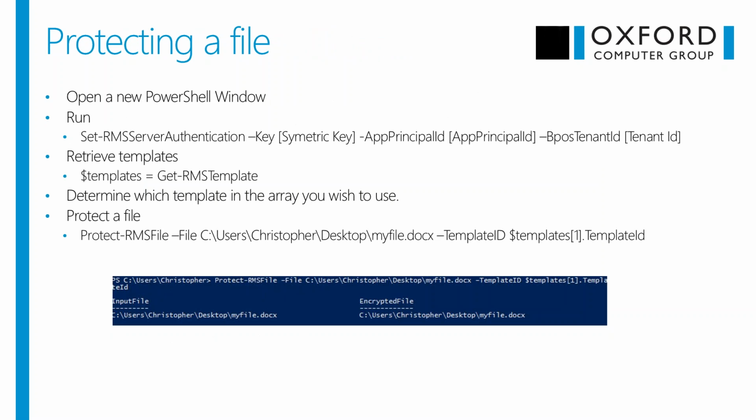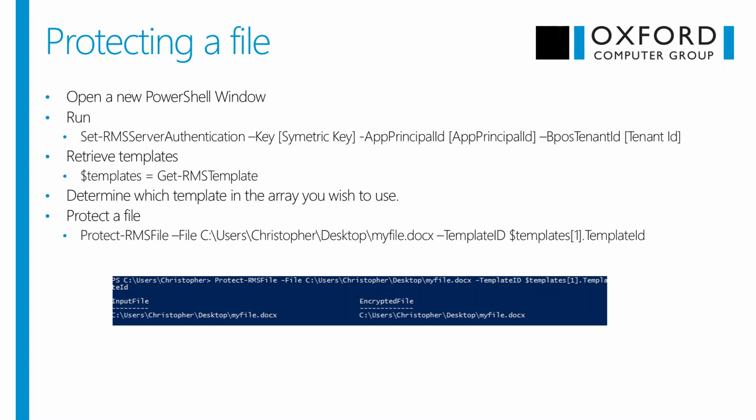So to protect a file, you'll open up Windows PowerShell and you'll run Set-RMSServerAuthentication. Using the three values that you just created and retrieved, you'll plug in the key, the app principal ID, and the BPOS tenant ID, and that will set up your RMS, the protection tool, to know where to contact and what templates to use.